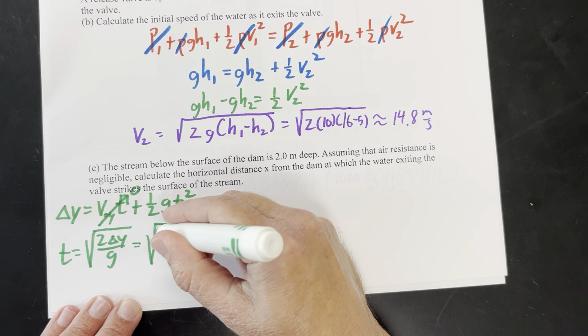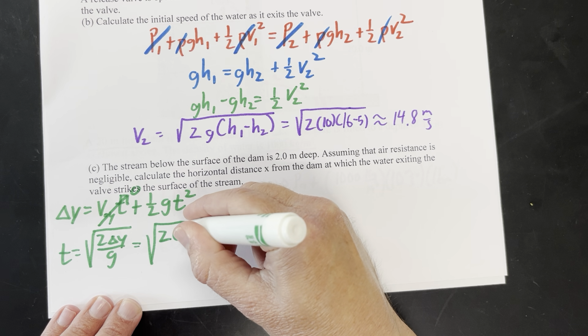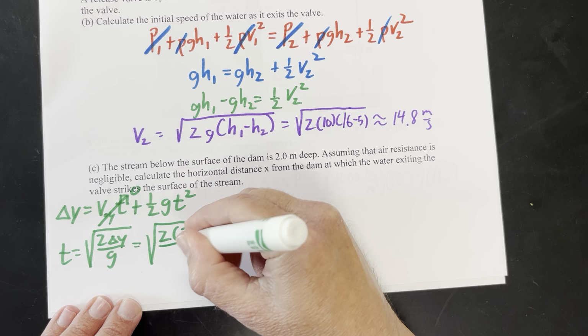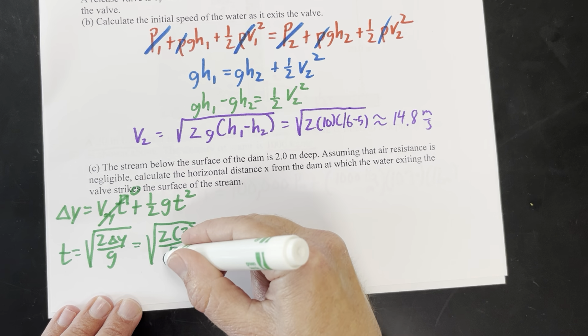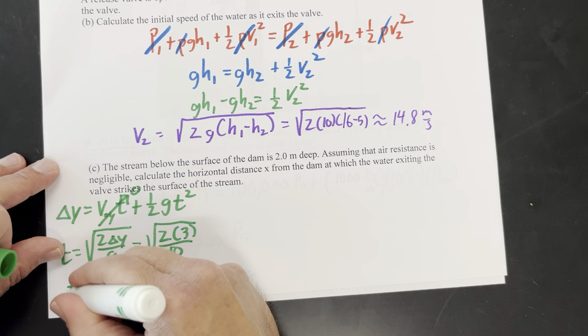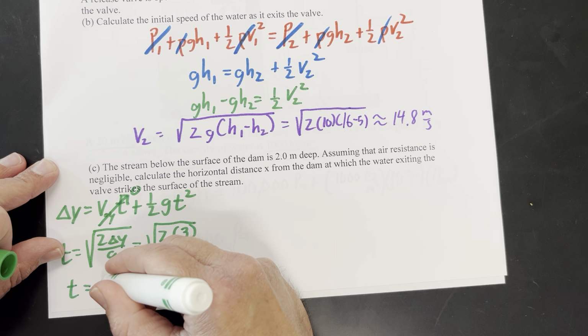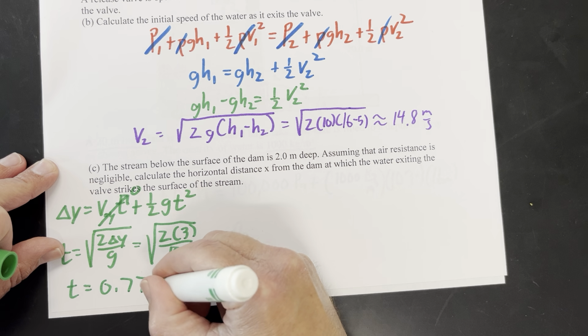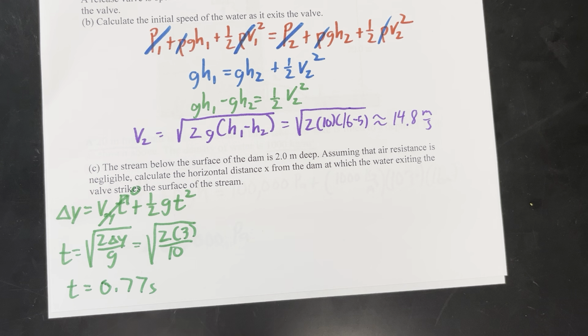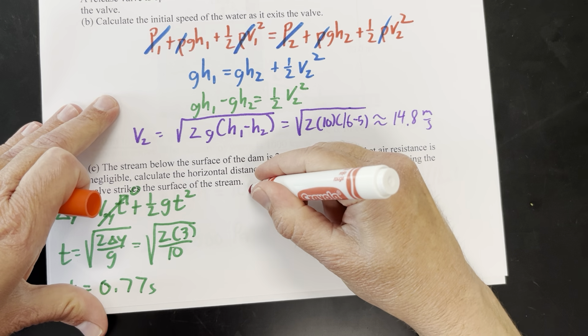So let's then plug in for here. We get 2 times the height is 3 meters and g is 10. Those are both technically negatives. And so that will give me a time of roughly 0.77 seconds there.